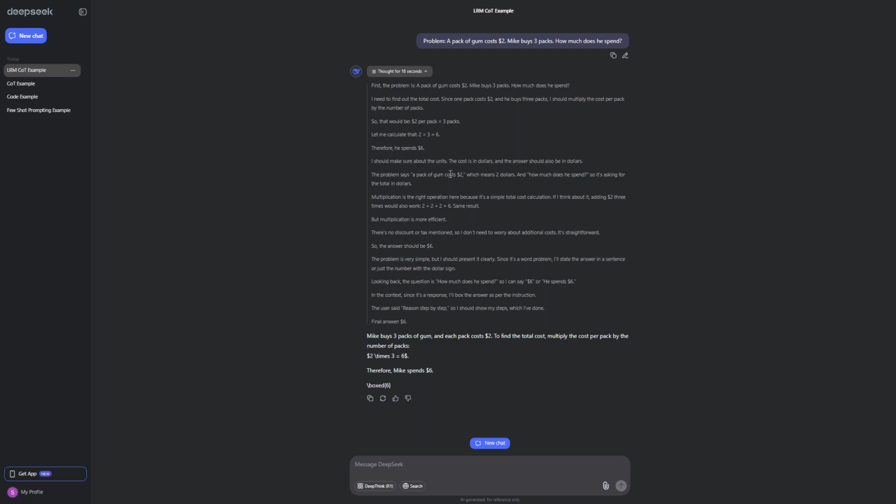The problem is very simple, but I should present it clearly since it's a word problem. I'll state the word in a sentence or just a number with the dollar sign. Looking back, the question is how much does he spend? So I can say $6. He spent $6. In the context, since it is a response, I'll box the answer as per the instruction. The user says reason step by step, so I should show my steps, which I've done. Final answer, $6.